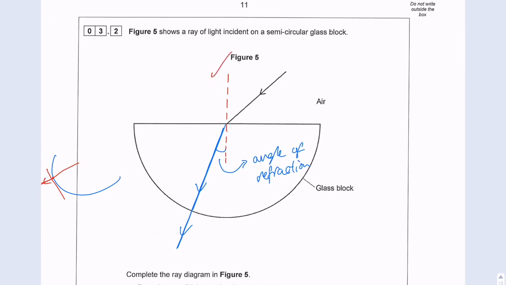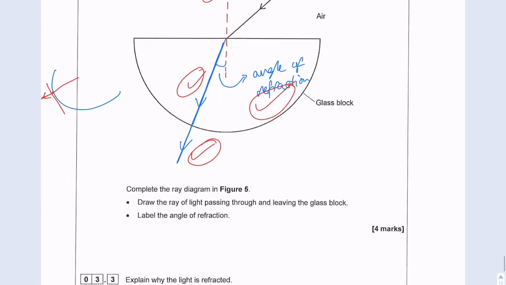So the marks: 1 for the normal, 1 for the angle, 1 for the line moving towards the normal, and 1 for it leaving without refracting. That's what the 4 marks were for. 1 for the normal, 1 for labeling the angle of refraction, 1 for the straight line going towards the normal, and 1 mark for it leaving.